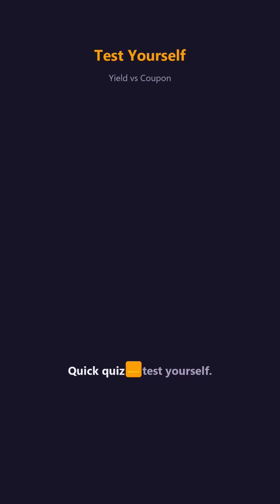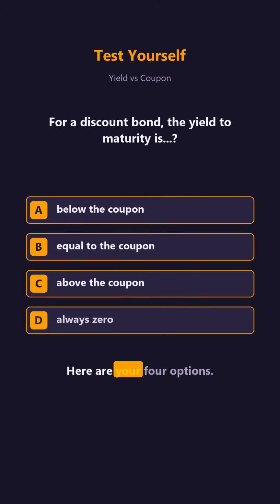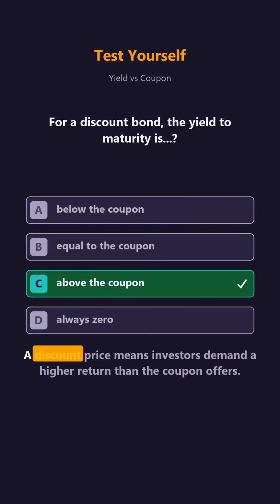Quick quiz, test yourself. For a bond trading at a discount, how does the yield to maturity compare to the coupon rate? Here are your 4 options. Pause the video and solve it now. The correct answer is C, above the coupon. A discount price means investors demand a higher return than the coupon offers.